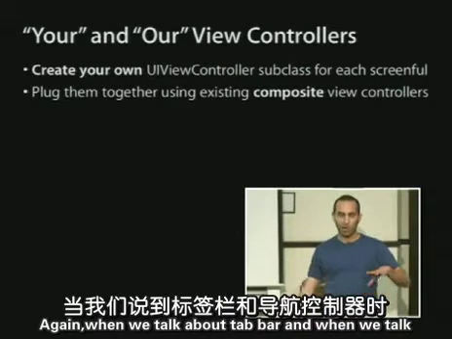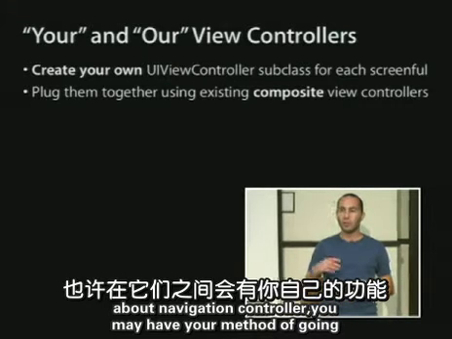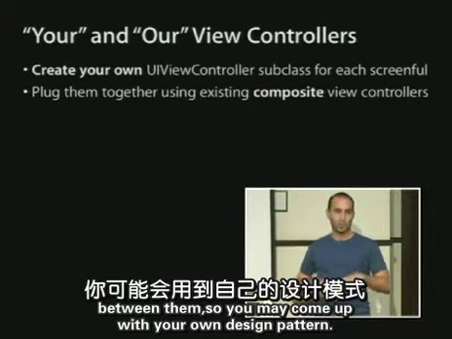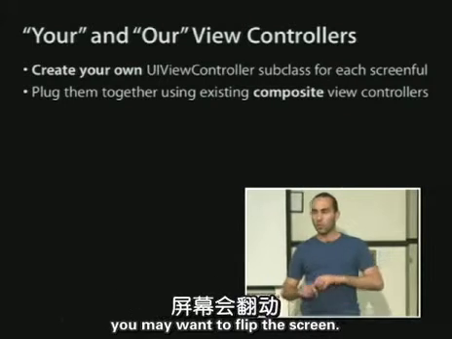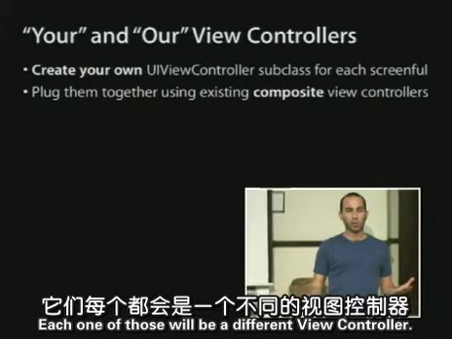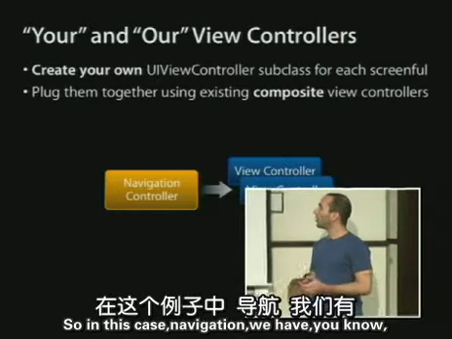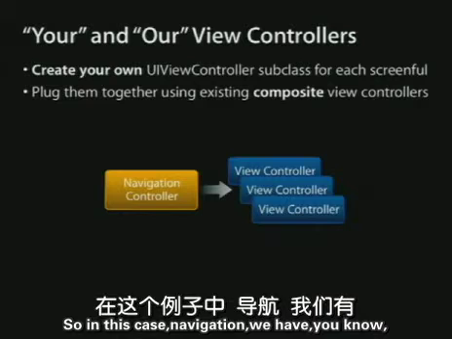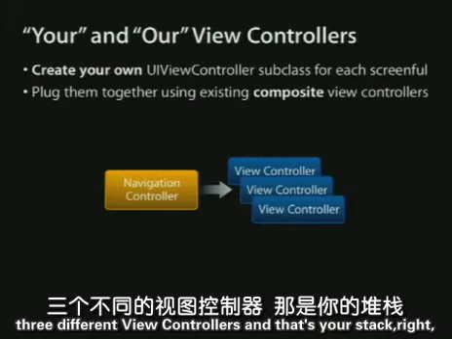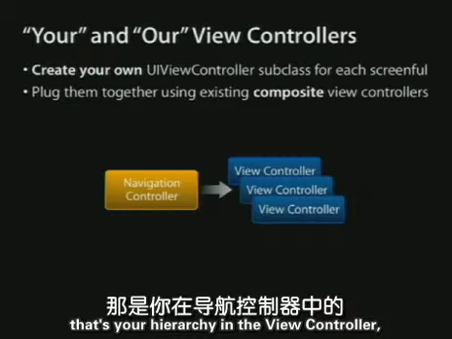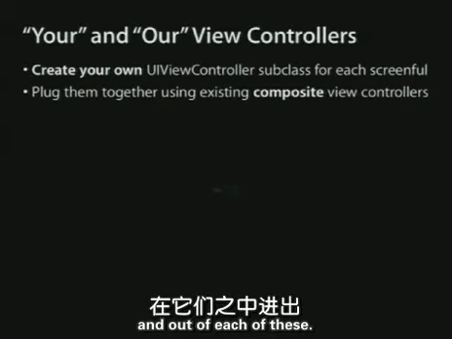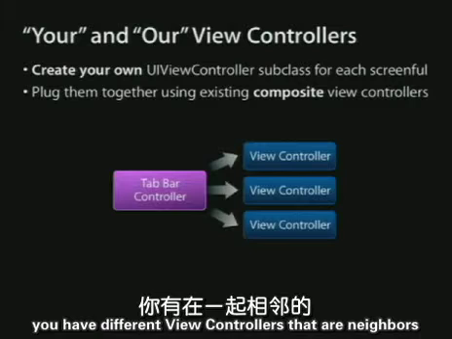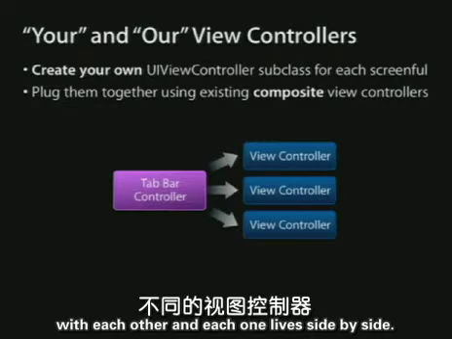Again, we've talked about tab bar, and we've talked about navigation controller. You may have your own method of going between them, so you may come up with your own design pattern. You may just want, when you tap on a button, to flip the screen. Each one of those would be a different view controller. So in this case, navigation, we have 3 different view controllers, and that's your stack, right? That's your hierarchy in the navigation controller. And the navigation controller lets you go into and out of each of these. Similarly, in the tab bar controller, you have different view controllers that are neighbors with each other, and each one lives side by side.